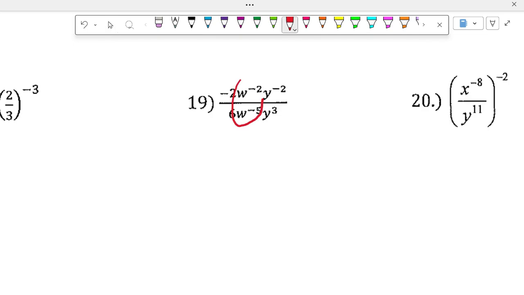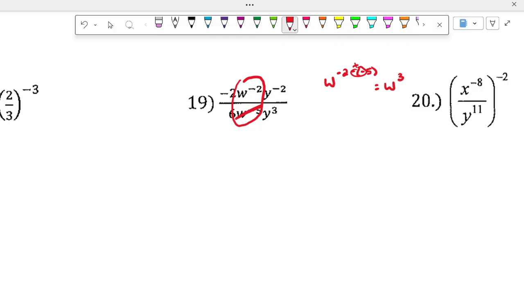If we do the quotient rule, we'll start with the W's. Technically, which one's bigger? The negative 2 is bigger. So I'm going to do W raised to the negative 2 minus negative 5, which is what? What happens to these two negatives right here? They become positive. So this would be W raised to the what? Negative 2 plus 5 is? Same thing as 5 minus 2? 3. And where's that W cubed going to go? To the top, because that's where our biggest one was.